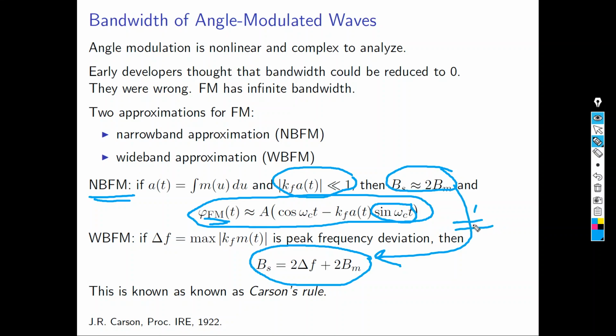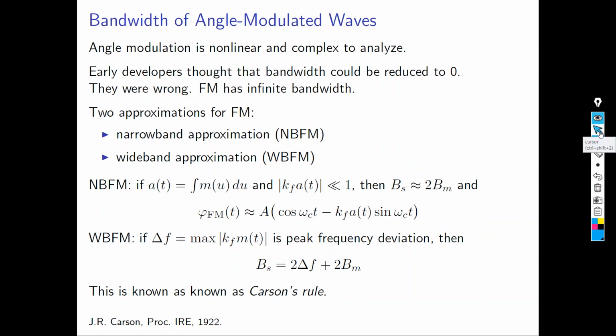Can you see the difference? They are not equal. In narrow band, the signal bandwidth is almost similar to the amplitude modulation bandwidth, double the message signal bandwidth, while in wideband frequency modulation you have the factor of 2 delta f. Delta f is the peak frequency deviation. You add it to 2 Bm. This is known in the literature as Carson's rule.